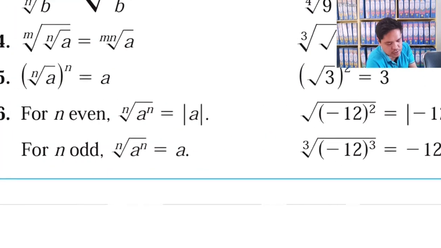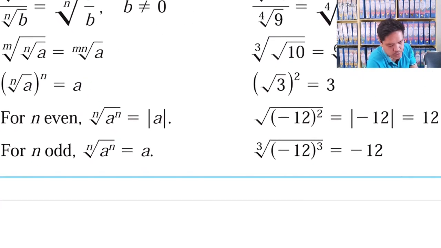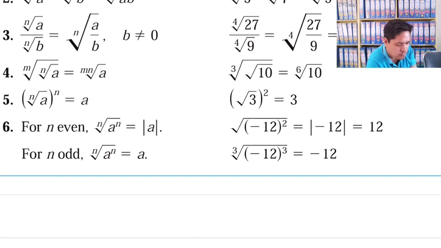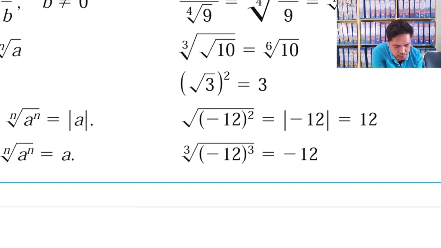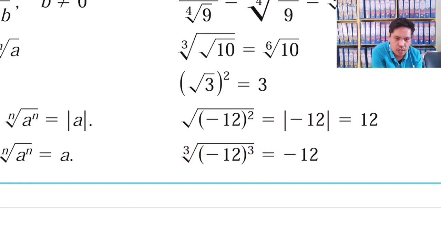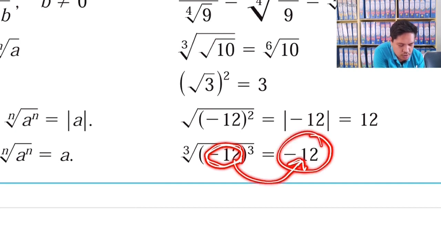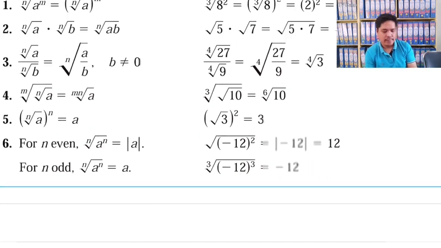Okay, for example, ito. So, the square root of negative 12 squared is equal to absolute value of the radicand, which is, of the base, which is negative 12. So, the absolute value of negative 12 is also 12. Okay? And how about this? Cube root raised to 3. So, pareho sila pero it's odd. Okay? So, whatever is the value of this, yun yung answer. That's still negative 12. Ganon.